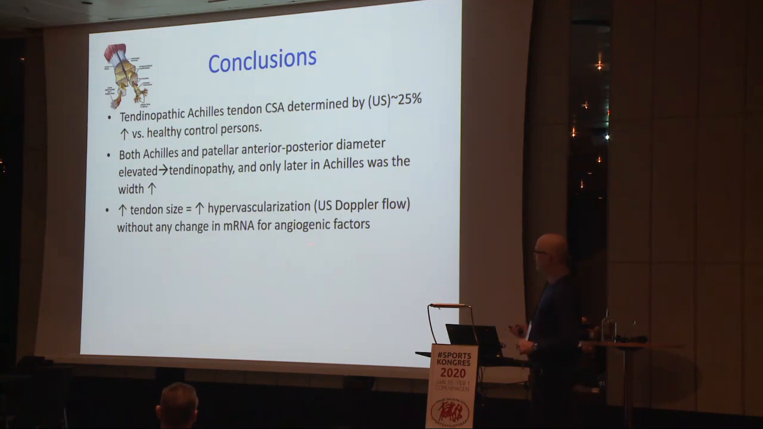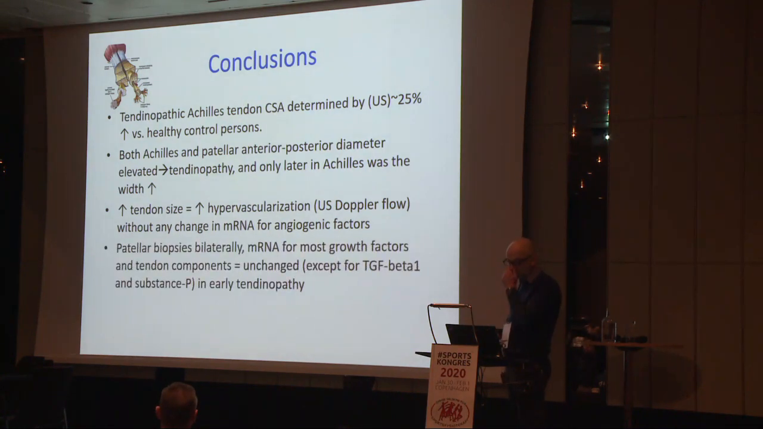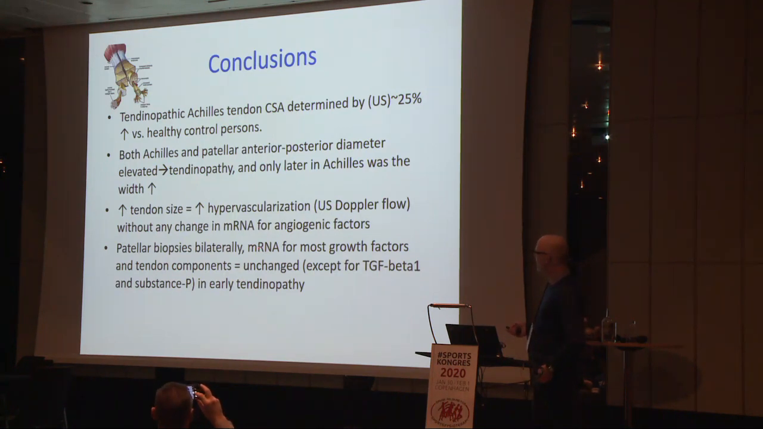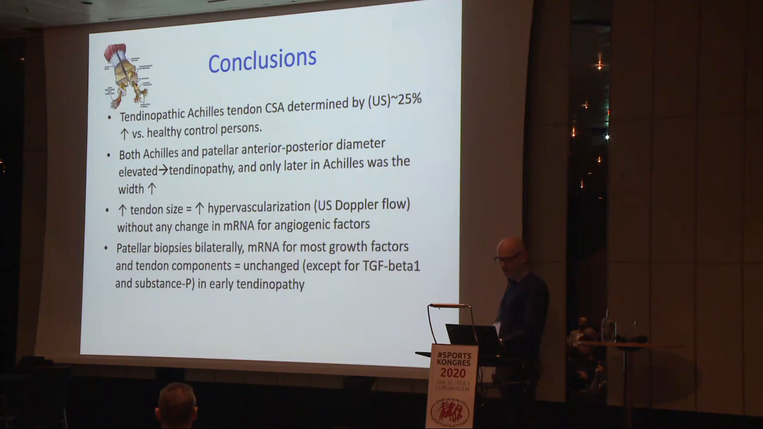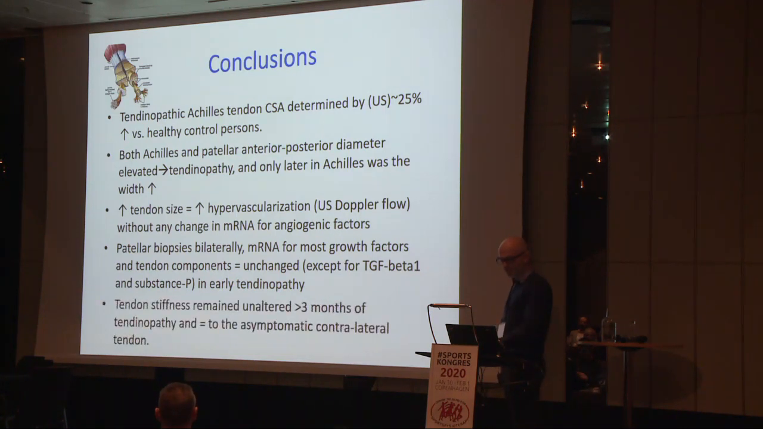But there was not any change for the mRNA angiogenic factors at all. And again, for the biopsies, the mRNA for most growth factors and tendon components was unchanged, but only TGF-beta was positive, together with substance P, in early tendinopathy, of course.